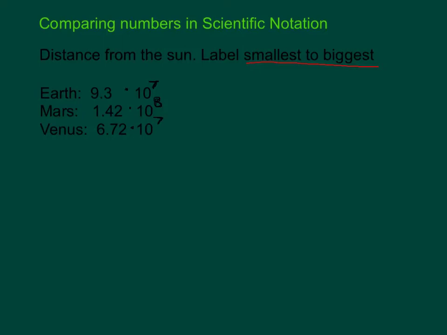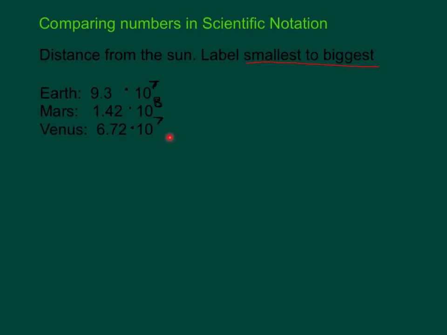Below, I have 3 planets and their distance from the sun in scientific notation. Our instructions are to label them from smallest to greatest. Let's take a second to examine these forms in scientific notation: the Earth's distance from the sun, Mars' distance from the sun, and Venus' distance from the sun.